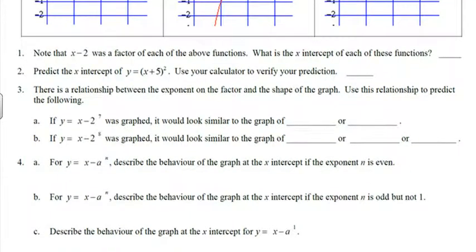Note that x minus 2 is a factor of each of the above functions. What is the x-intercept of each of these functions? 2. Predict the x-intercept of y equals (x plus 5) squared. Negative 5. Use your calculator to verify your prediction.